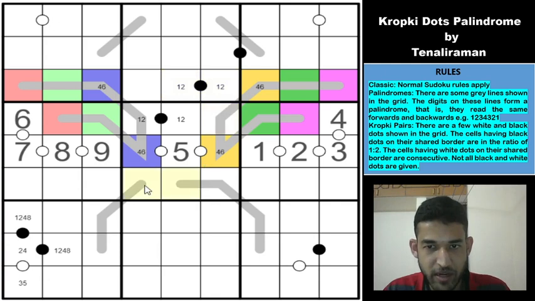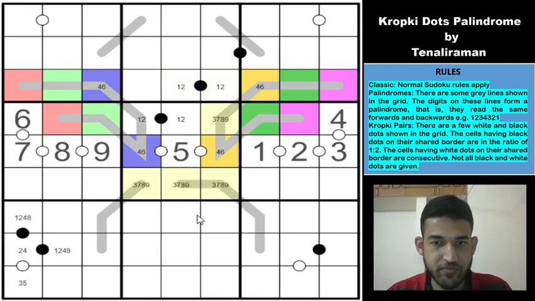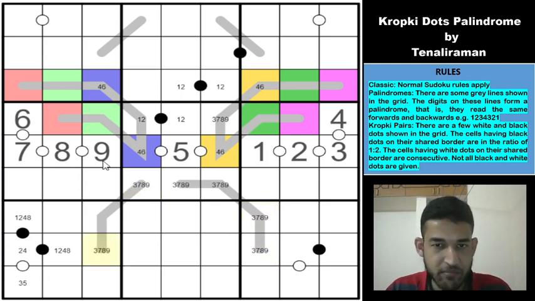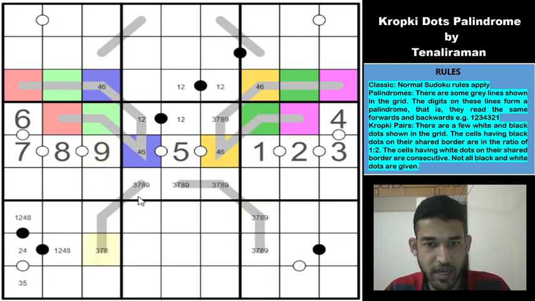Okay, so the remaining digits in box 5, the candidates must be 3, 7, 8 and 9. So let me write them. So correspondingly these two digits will be 3, 7, 8 and 9, because this is also a palindrome. And this is 3, 7, 8 and 9. So this will be 3, 7, 8 and 9. But we have a 9 here. So 9 is easily eliminated.